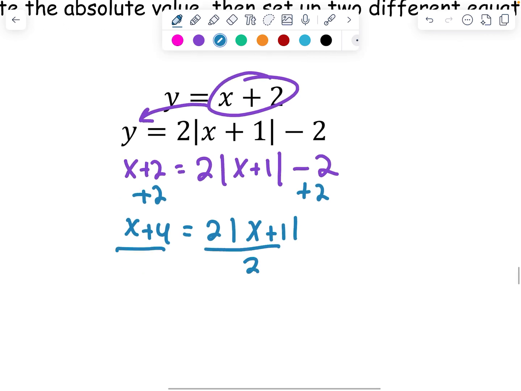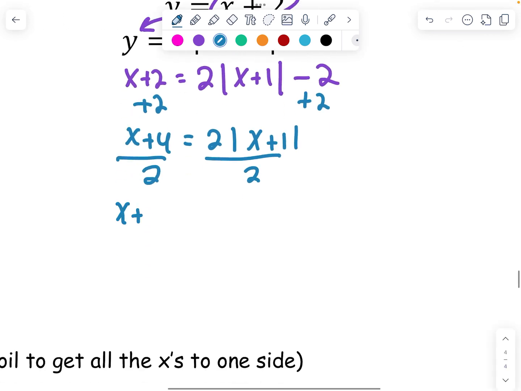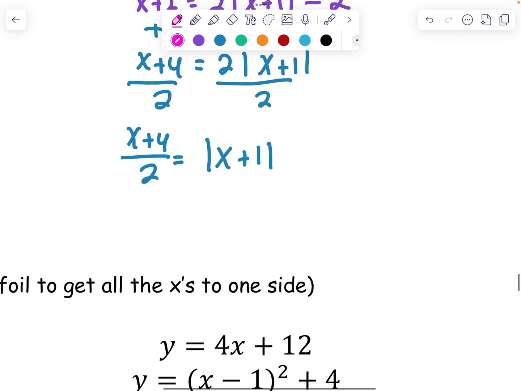Now we can divide both sides by 2 to get (x plus 4) over 2 is equal to the absolute value of x plus 1. Now that it's isolated, we can split it into its two cases. There's a positive case that's going to come out of this, and there is also a negative case that's going to come out of this.